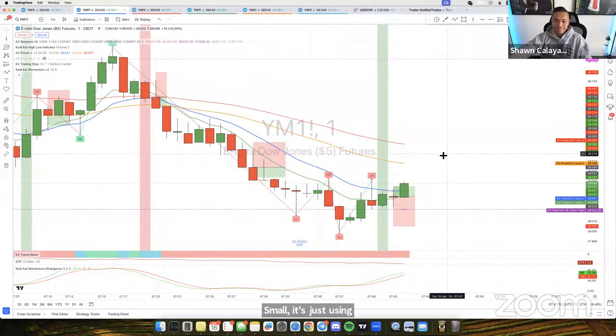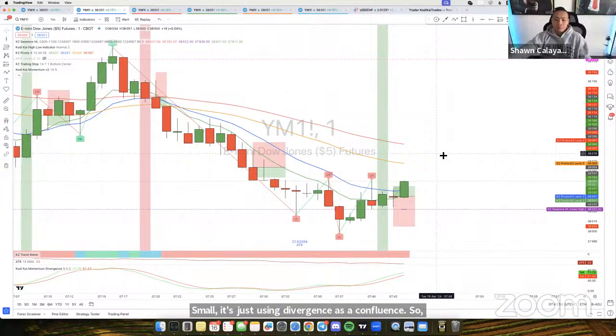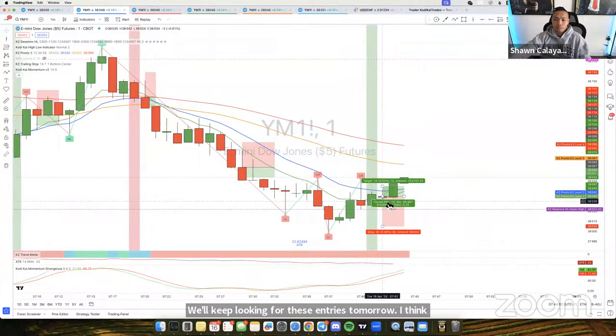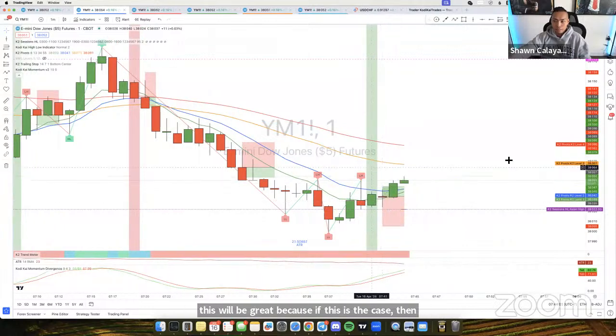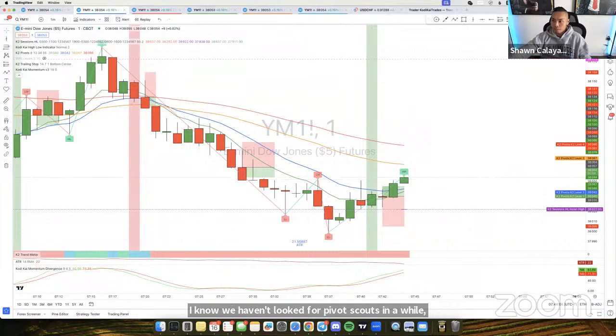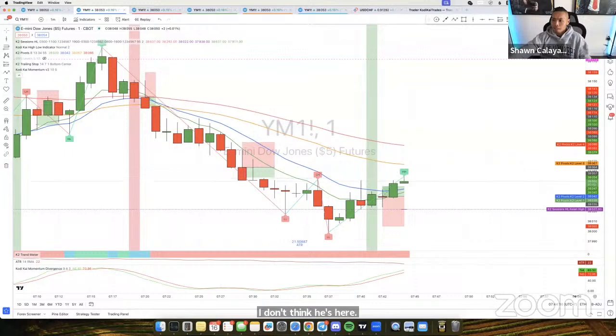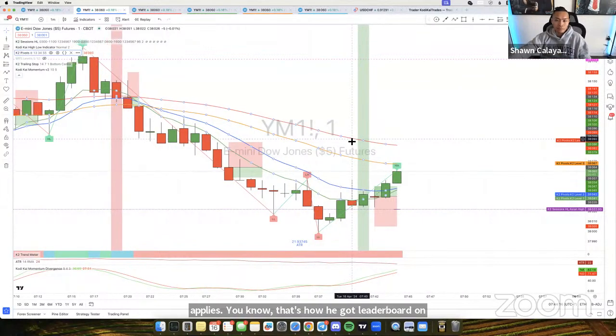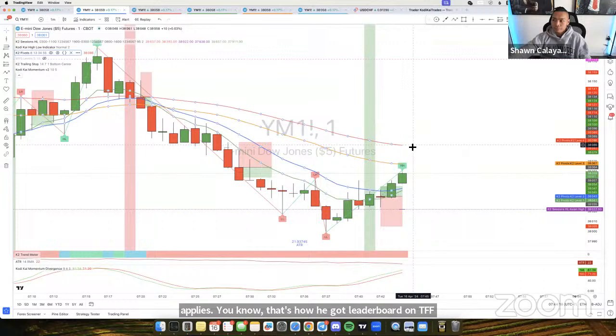All right, guys. I think that's it for the day. We'll keep looking for these entries tomorrow. I think this will be great because if this is the case, then we can start looking for pivot scalps again. I know we haven't looked for pivot scalps in a while, but that's one of Kip's favorite strategies. Is Kip here right now? I don't think he's here. Yeah, Kip, that's one of his main strategies that he applies. That's how he got leaderboard on TFF for so many months. Just take the pivot scalps.